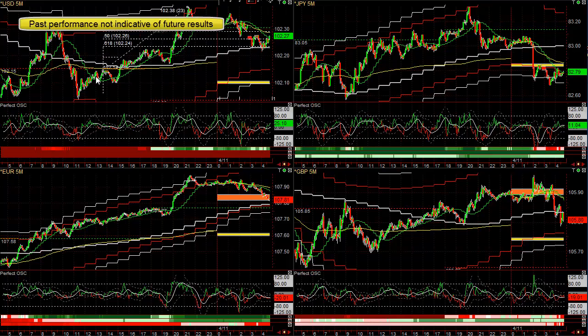If you draw your fibs on that last big move, you can see it's right around 38 to 50% fib. It's also sitting right near its hourly moving average. It's very likely, at that time, to get a sell in the pound dollar.